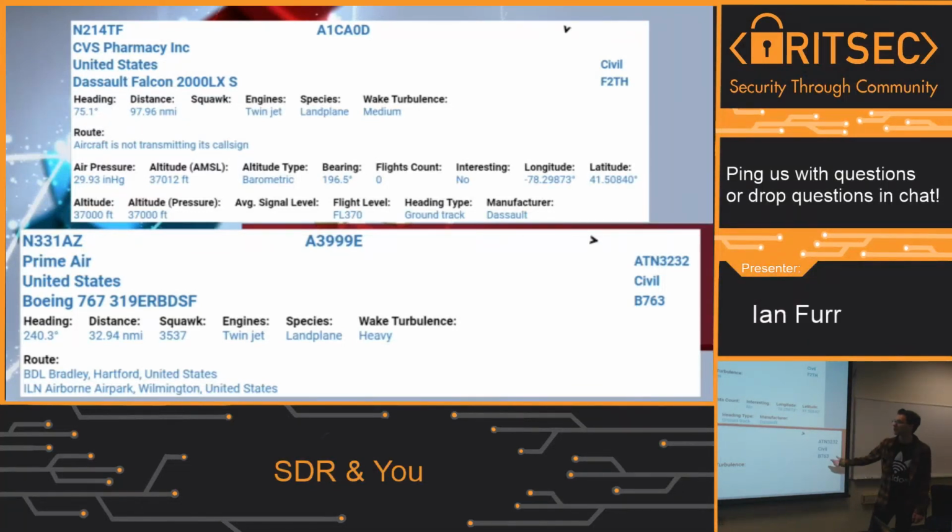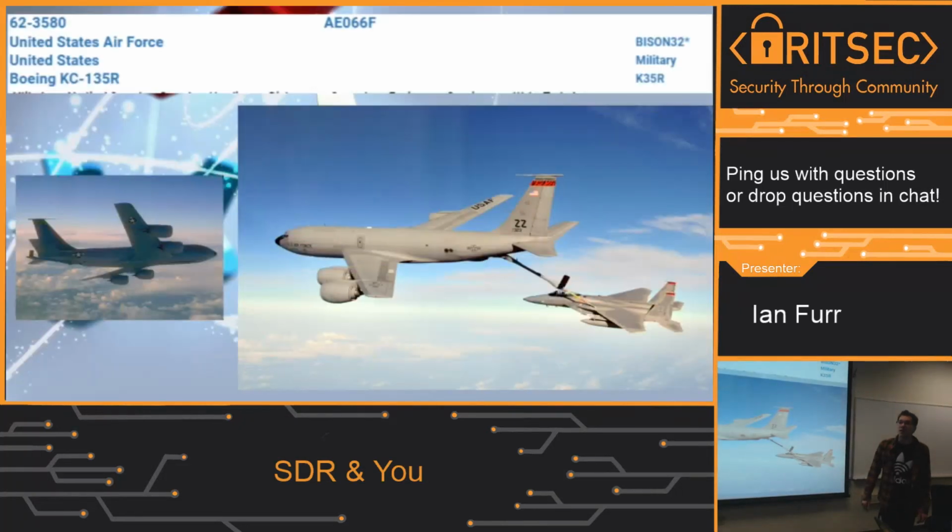A couple interesting finds I found. I found a CVS plane. I found a plane for Prime Air, which is the Amazon shipping service. Oh, they've got a huge fleet of planes. No, they still use USPS, FedEx, and UPS, but yes.